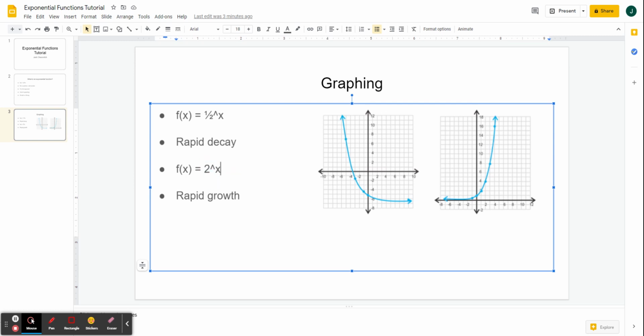But I thought it was mostly important just to understand the idea of rapid decay and rapid growth. Both times, as x increases, how quickly you're decaying or how quickly you're growing will be increasing, but not necessarily the function.